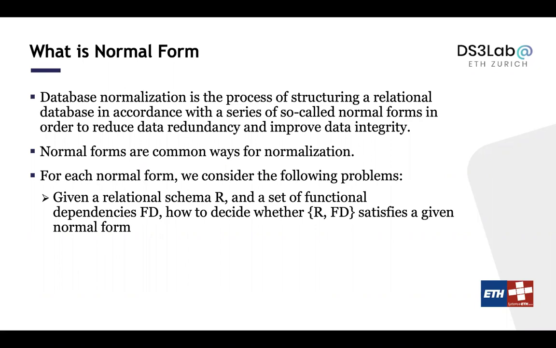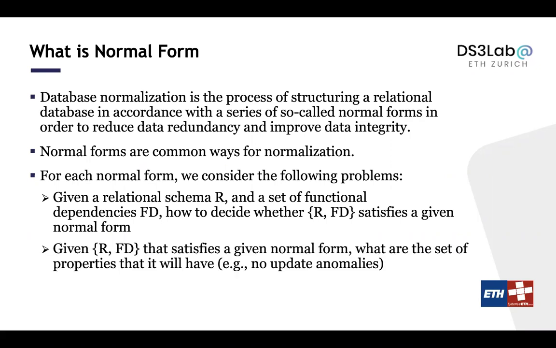But given R and FD, how can we check whether it satisfies a given normal form? And second, given R and FD that satisfy a given normal form, what are the properties that we can say? For example, if it is BCNF, then it doesn't have data redundancy caused by functional dependency. It could have other types of redundancy, but all the FDs will not cause data redundancy.